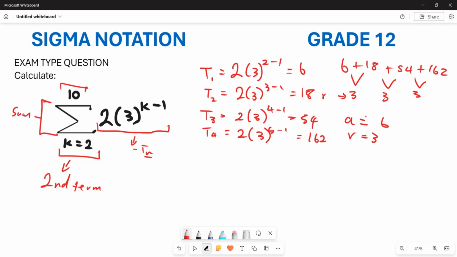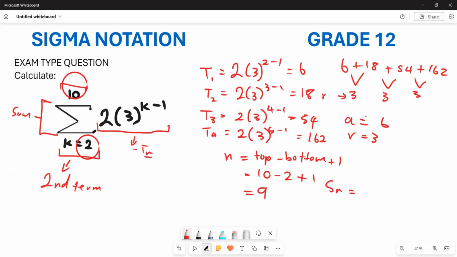Now you can come back and ask, how many terms do you have? To calculate the number of terms, it is given by top subtract bottom plus 1, which means basically it's going to be this 10 subtract your 2 plus 1, which is going to be 9. So the number of terms here is going to be 9. Now that you know the number of terms, you're going to come back to the Sn.